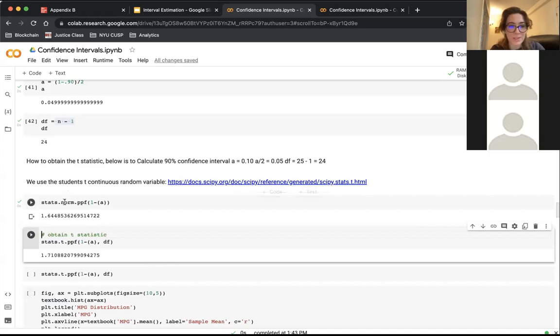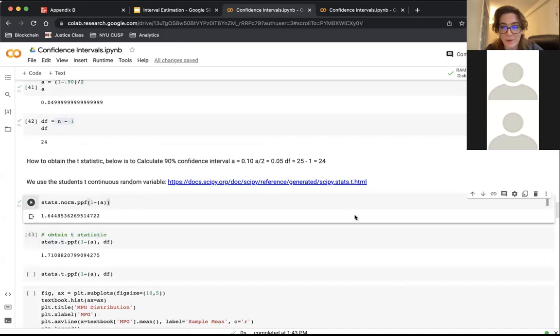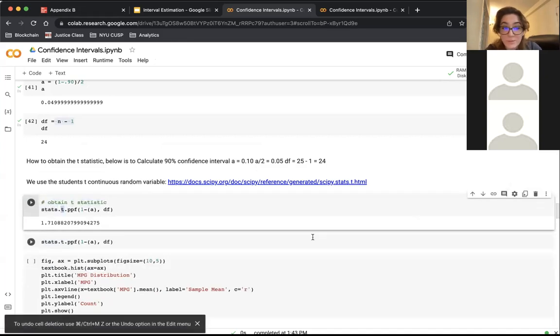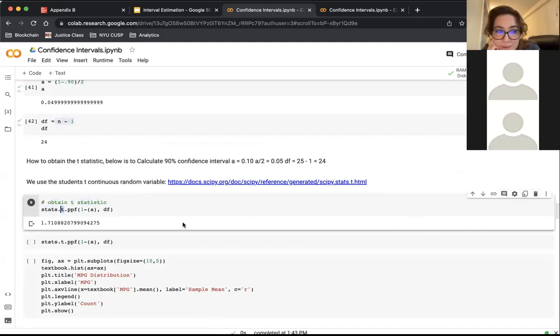Definitely make sure when you're answering the homework, if you're not using the tables to calculate the Z statistic and T statistic, that whatever you're answering has this very different value, because it's important to know the difference and have it be accounted for. Whenever we're doing the T distribution, we're doing stats.t.ppf.